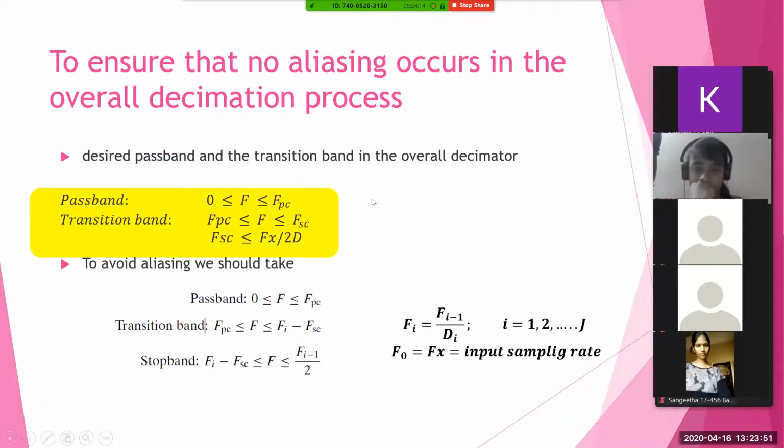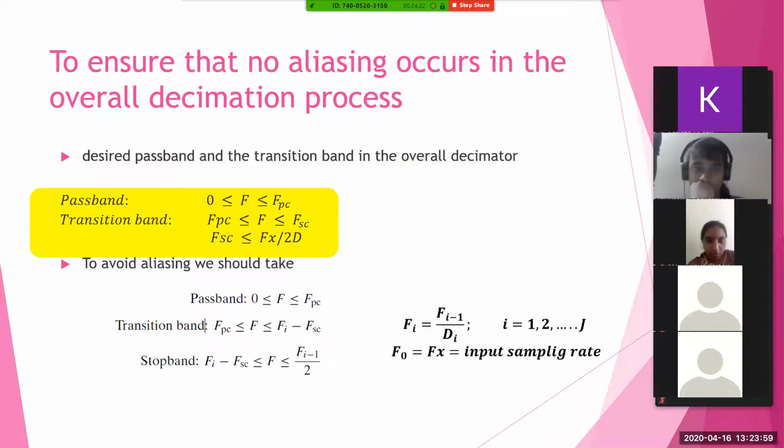And here you can see these are the desired specifications of an overall decimator. That means even if you implement it by a single stage, these are the specifications. So what are the specifications we have? We have the pass band cutoff, we have the stop band cutoff, and ultimately the third one is what?